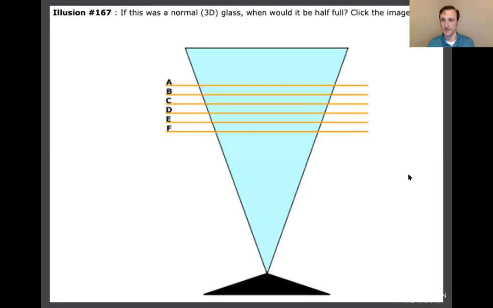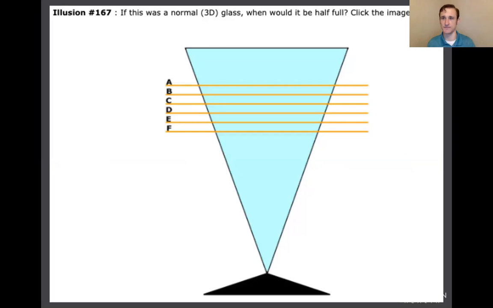Here is our next one. Very straightforward, seeing if you can just understand the space. So this is more of a spatial problem, a spatial brain teaser. If this were a normal three-dimensional glass, when would it be half full? So we're taking this blue triangle and interpreting it as a representation of something three-dimensional. And then which of these lines, A, B, C, D, E, or F, is dividing the volume in half?